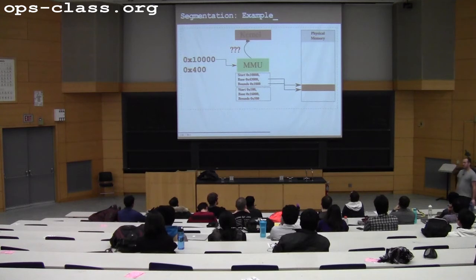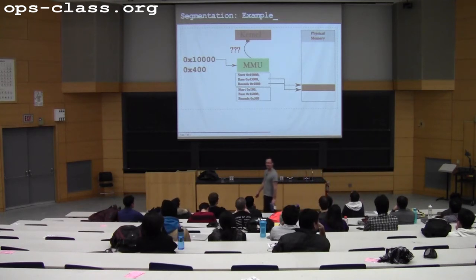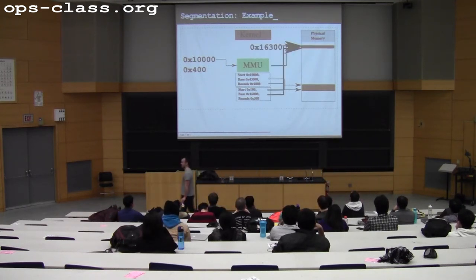Where does this address translate? He's saying up. That's cheating, it's above. No, how about a number? Yeah, 16,300. Does everybody see how we got that?